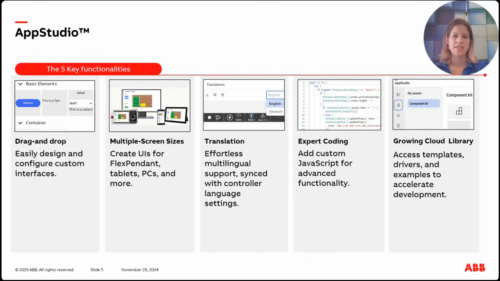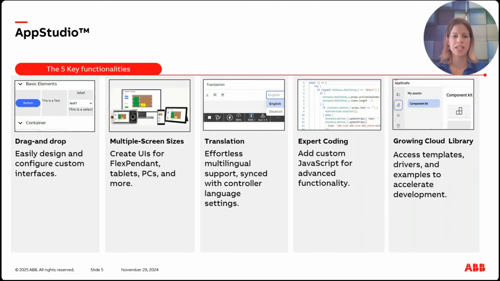Multiple screen sizes and multiple devices. Design screens that adapt seamlessly to FlexPendant, smartphones, tablets, and PC. One tool for all platforms. If you want to know how to show a screen, for example, on a tablet, just look at the e-learnings directly linked in AppStudio. Effortless translation. Need your screens in multiple languages? So just add the translation and preview them in AppStudio. The language will automatically sync with the FlexPendant settings, keeping everything simple and efficient.